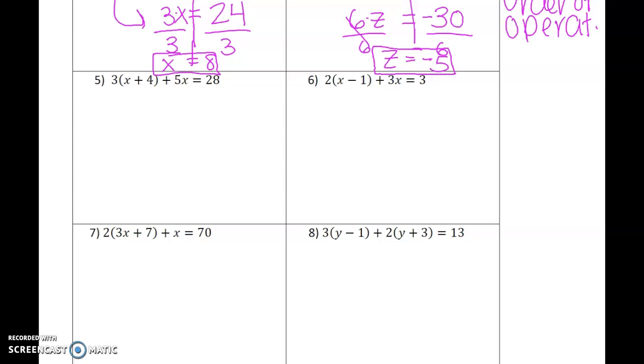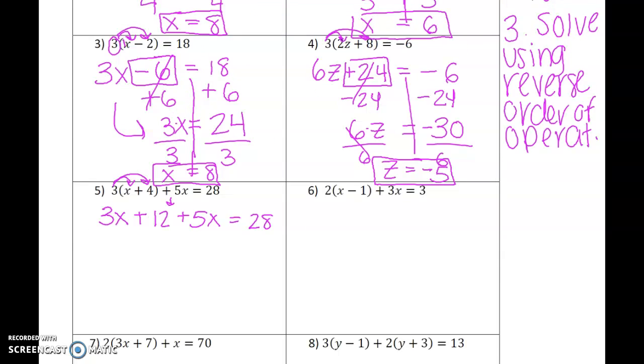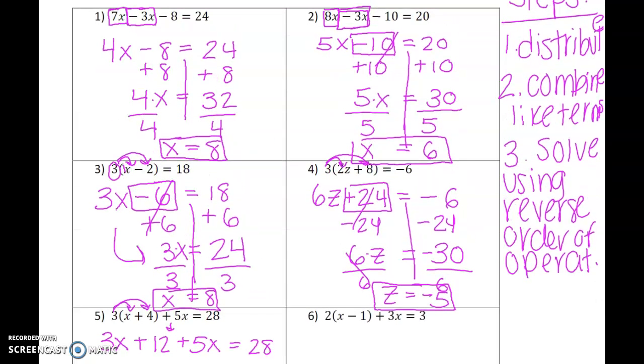So for 5, this one's getting a little more tricky. My first step is I'm going to distribute. So I'm going to do 3 times x, 3 times 4, so I have to get rid of those parentheses. 3 times x would be 3x. 3 times 4 is 12. I still have my 5x equals 28. Now that I distributed, my next step is I want to combine like terms.